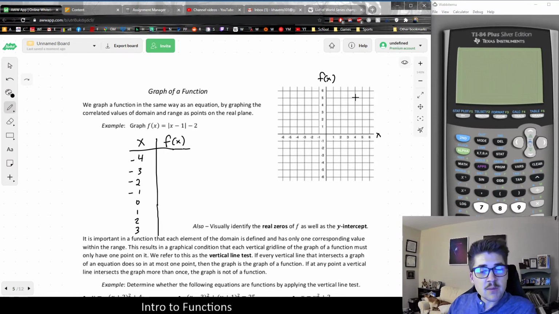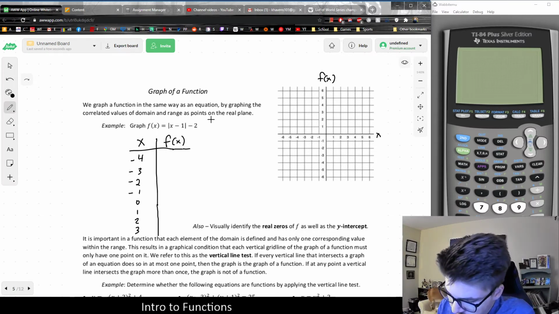And x is a set of inputs, or the values of the domain, and my y values, or my f of x values, are going to be the output value based on that correspondence. And again, I have a formula for doing that. It says that f of x is equal to the absolute value of x minus 1, then minus 2.